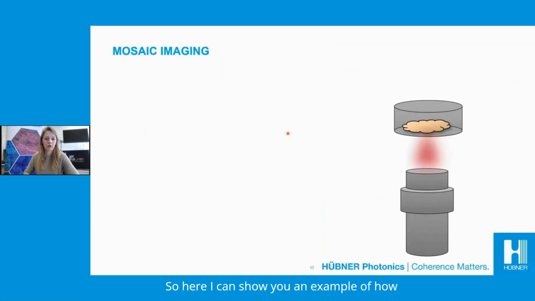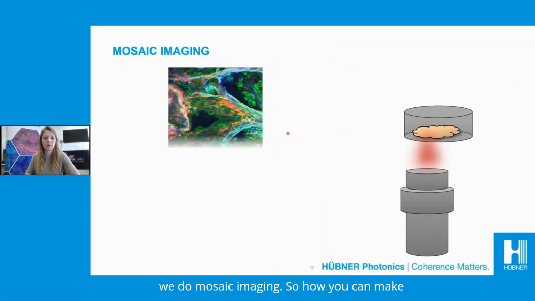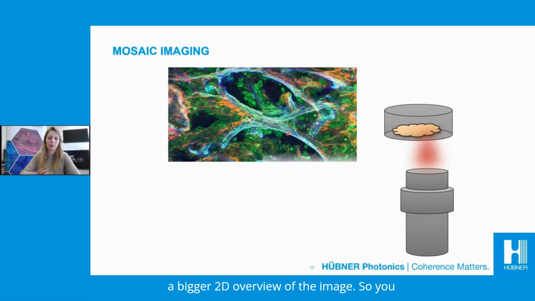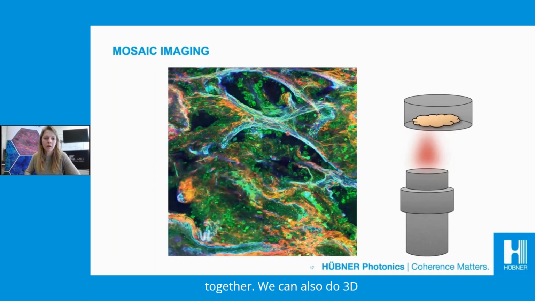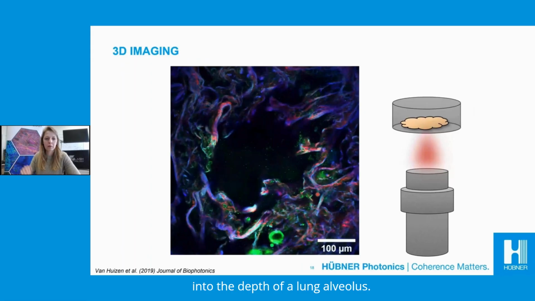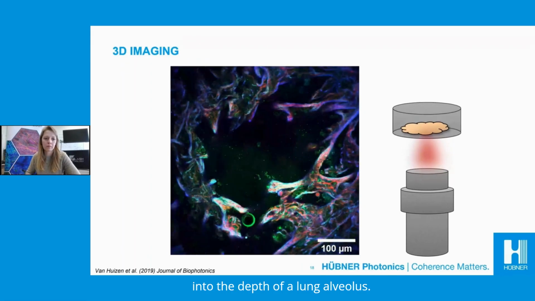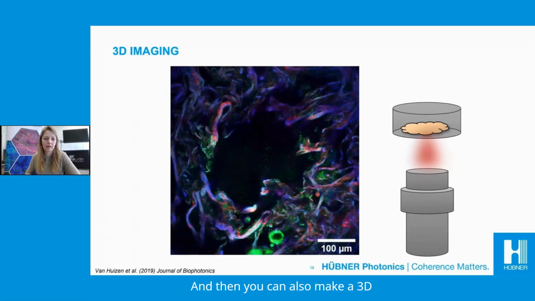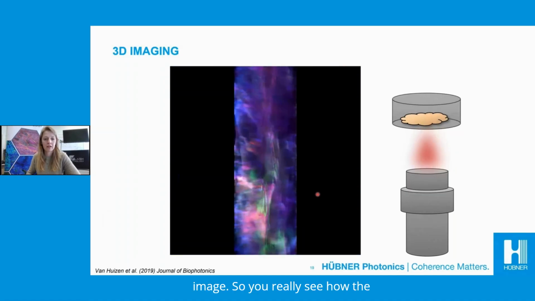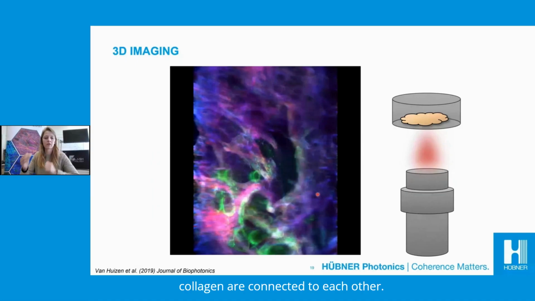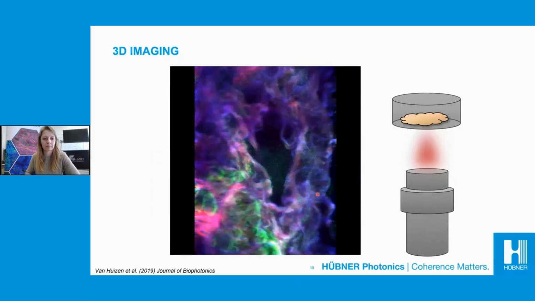So here I can show you an example of how we do mosaic imaging, so how you can make a bigger 2D overview of the image. You make those images and you stitch them together. We can also do 3D imaging. So here you can see how we go into the depth of a lung alveolus. And then you can also make a 3D image. So you really see how the elastin and the collagen are connected to each other.